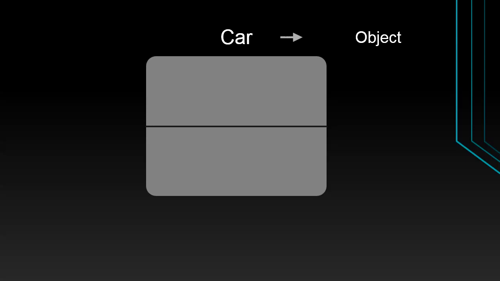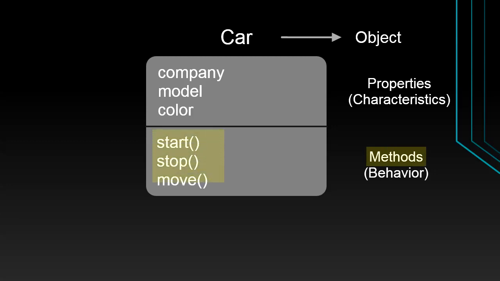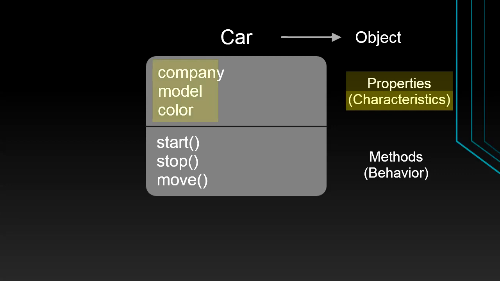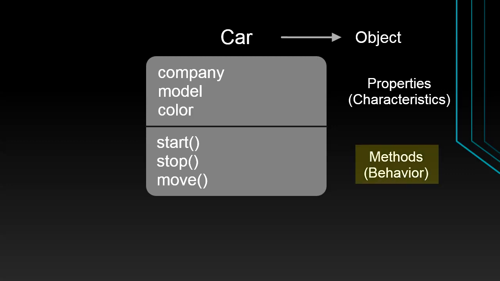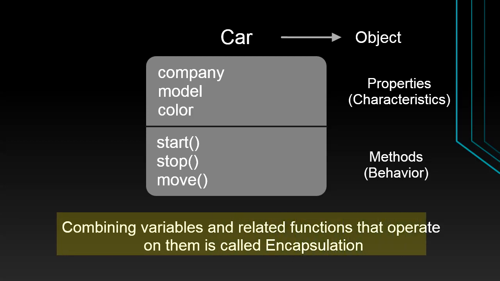Now let's take an example of an object, car. It has properties like company, model, color and methods like start, stop and move. Sometimes properties are referred to as characteristics because these are the characteristics of the car object. And sometimes methods are referred to as behaviors because they show you how the car object behaves. Combining variables and related functions that operate on these variables is called encapsulation.